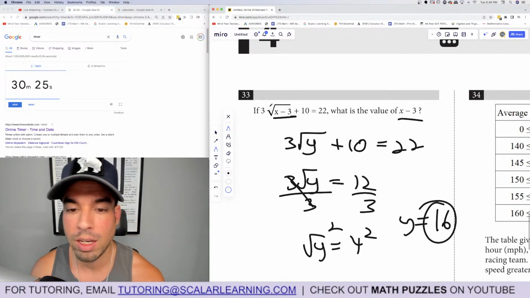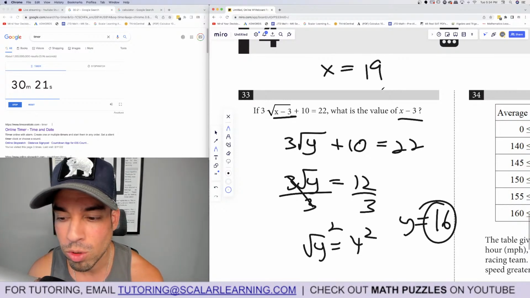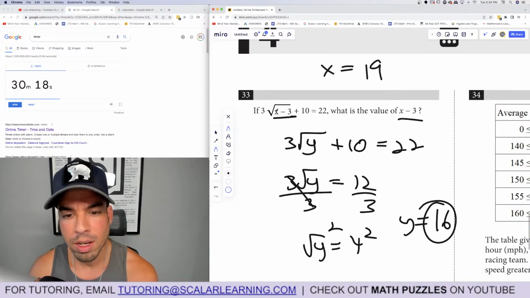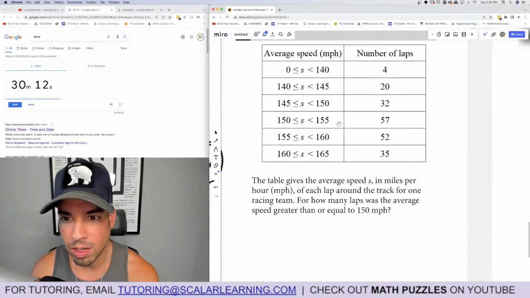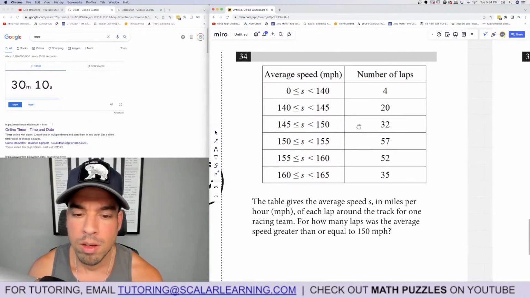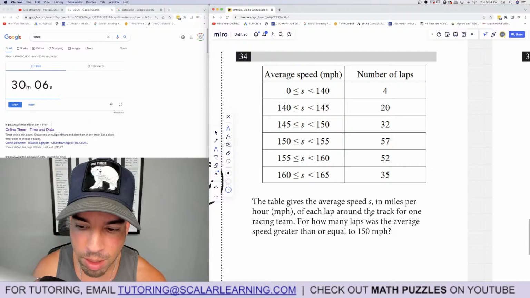Now I'm going to double check. So x minus 3 is 16, that means x is 19. Of course, 16 is the answer. So we'll check it: 19 minus 3 is 16. Square root of 16 is 4. Times 3 is 12. Plus 10 is 22. Boom, verified.